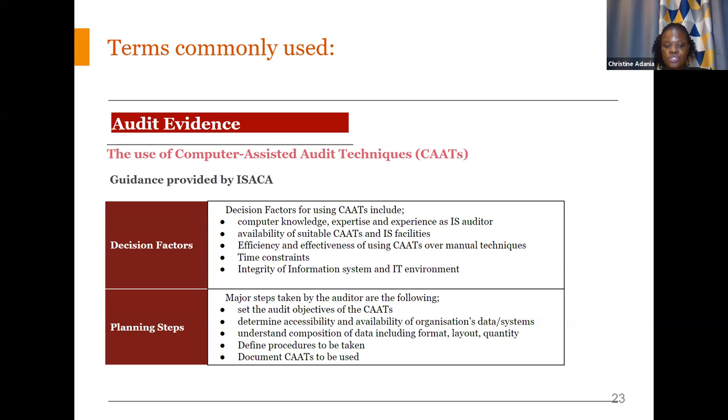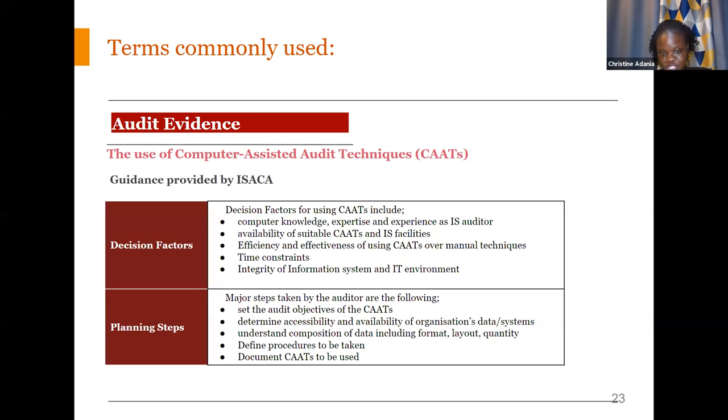Planning steps, what should you do in planning? Ensure that you set your audit objectives, determine accessibility and availability of the data and systems. So you go into an environment with the mindset, I need to use my CATs, I already have my ACL tool somewhere, they should give me everything that I need. But do the organization's systems have limitations in availing you that data that you want to use? Also, you have to know your data, understand the composition, the format, the layout, the quantity of the data, because something can just crash your entire computer.